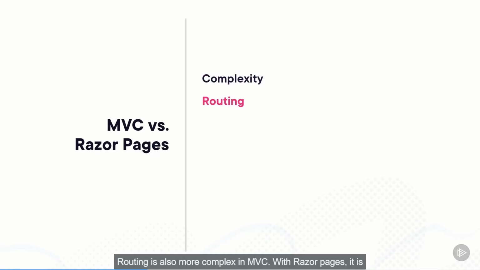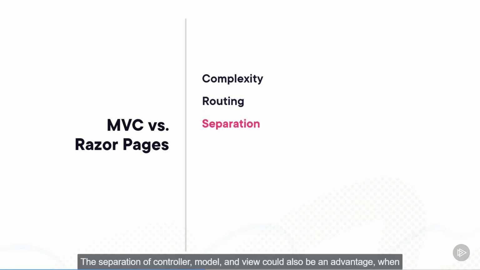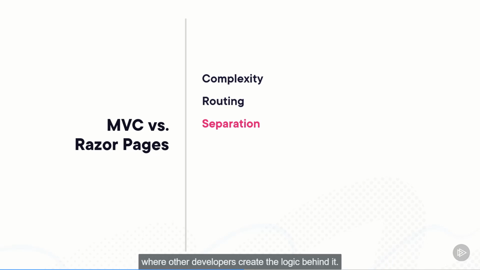Routing is also more complex in MVC. With Razor Pages it is straightforward. A URL matches with the page. In MVC there's a routing table that maps to actions in controllers. The separation of controller, model and view could also be an advantage when there are developers just writing HTML and CSS, for example, where other developers create the logic behind it.